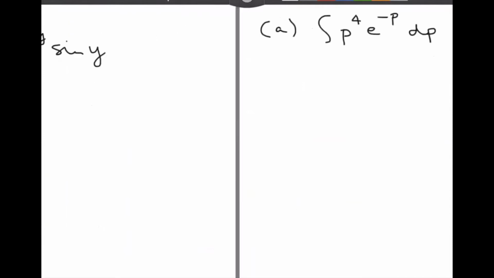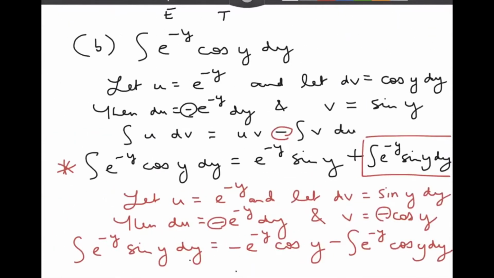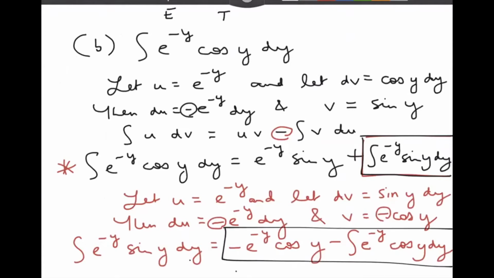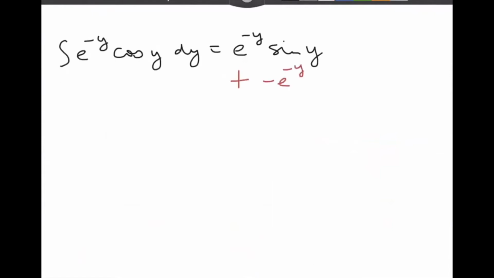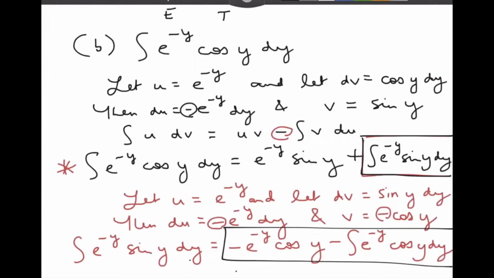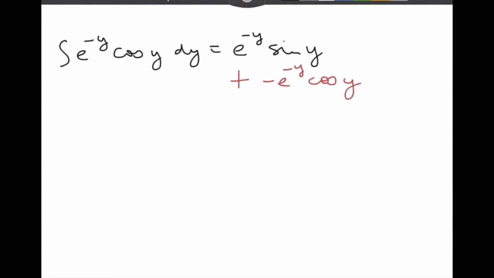Okay, so now I'm ready to substitute what I have for the red integral. So instead of writing this integral, I am going to write this. I'll write it in red, just in case that helps. So we have plus, I'm being super careful with my signs here. And then minus integral e to the negative y cosine y dy.